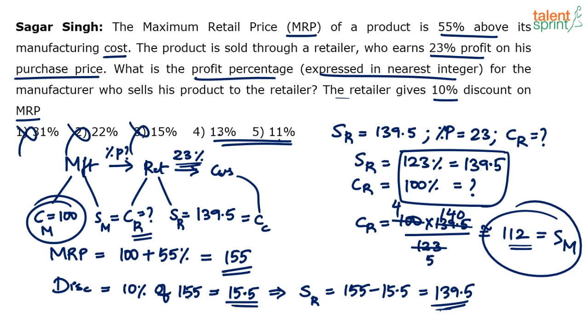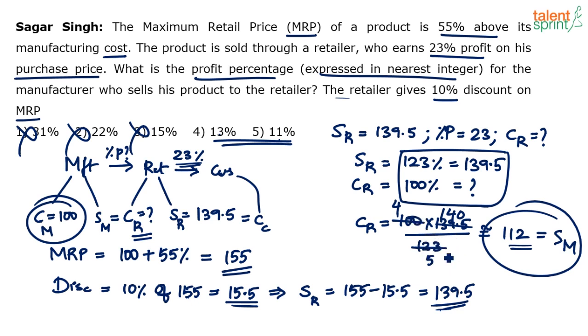Understand, will it be more than 112 or less than 112? We have assumed the denominator to be 125. When we said 25 into 4 is 100 and 25 into 5 is 125, we assumed that the denominator is 125. Actual denominator is 123. Actual denominator is less. When the denominator is less, value will be more. Yes or no? Are you able to follow? As the denominator reduces, the value increases.